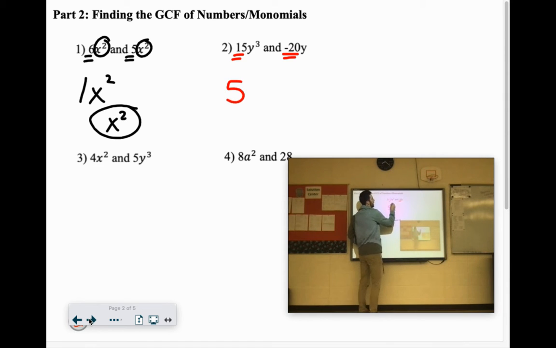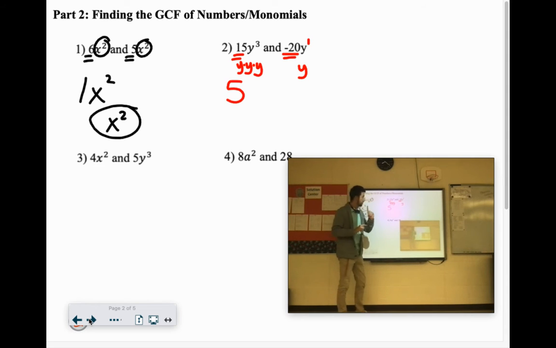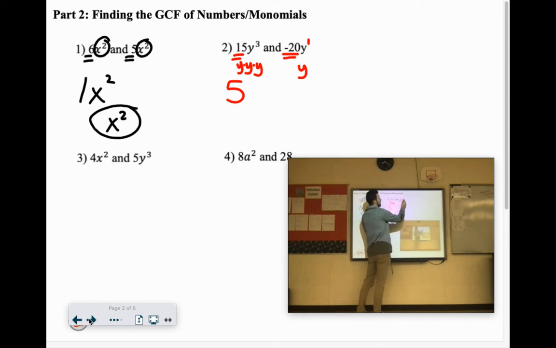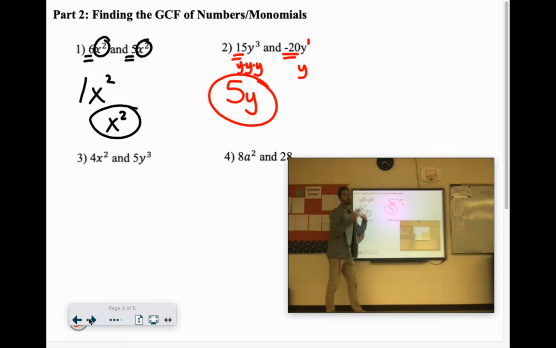Now this one has y to the third, which is y times y times y. And this one just has y to the first, which is just y. So they have one y in common, right? So you gotta go with the lowest exponent on the variables that they both have. So all we can say is 5y to the first power, which is 5y.